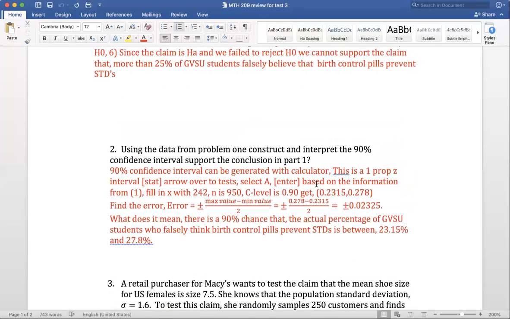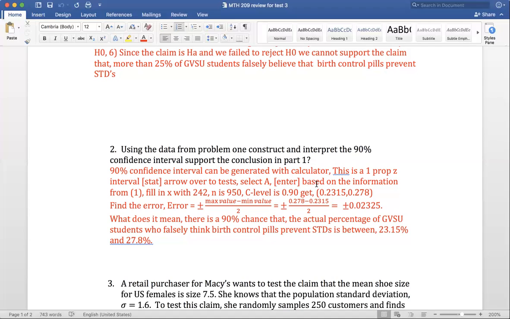We're going to build a 90% confidence interval. The 90% confidence interval can be generated with the calculator as well under one prop z interval. Stat, arrow over to test, and select A. Enter based on the information from 1, fill in with x equal 242, n equal 950, and the C level is 0.90. You get 0.2315 to 0.278.